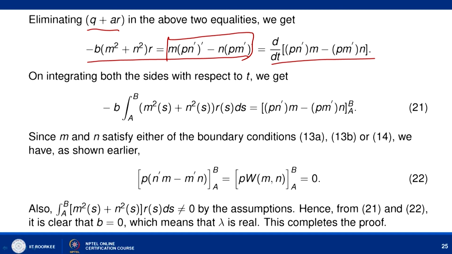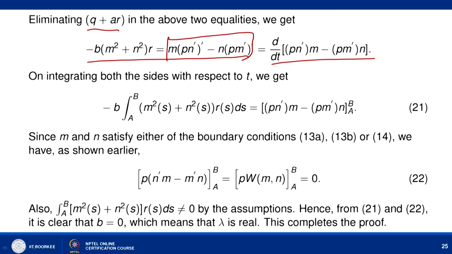Now what we do is integrate with respect to t from a to b. So what you will get: minus b is just a constant, so we can take it out. So minus b times the integral from a to b of m square s plus n square s times rs ds, and here since it is a derivative with respect to t, if we integrate, you will get Pn dash m minus Pm dash n from b to a.